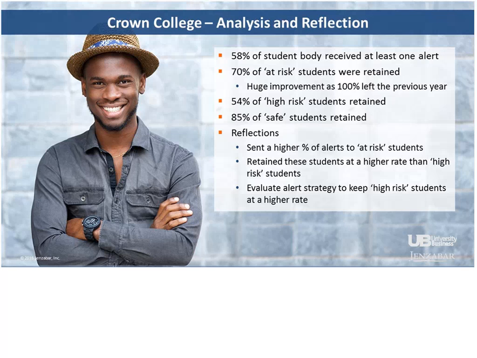Our high-risk students was lower. It was only 54% of those students retained. Still a good number, but not high enough. And then 85% of our safe students retained. Some reflections on that: we sent a higher number of alerts on our at-risk students. Is that why 70% of them retained and only 54% of our high-risk students retained? I don't think one semester of data confirms that, but it certainly begs the question. Did we retain these students at a higher rate because of the alerts that were sent out on them and the alerts that people were able to follow up on? So we'll continue to evaluate the strategies that we're putting into trying to keep our high-risk students as well as not losing our at-risk students.